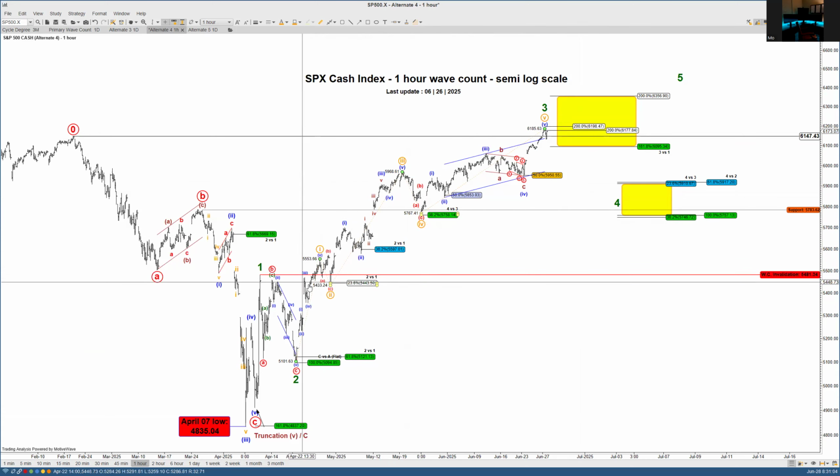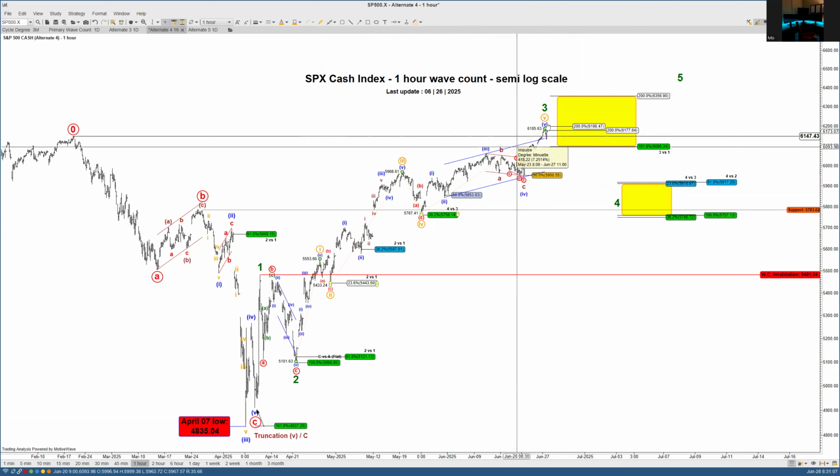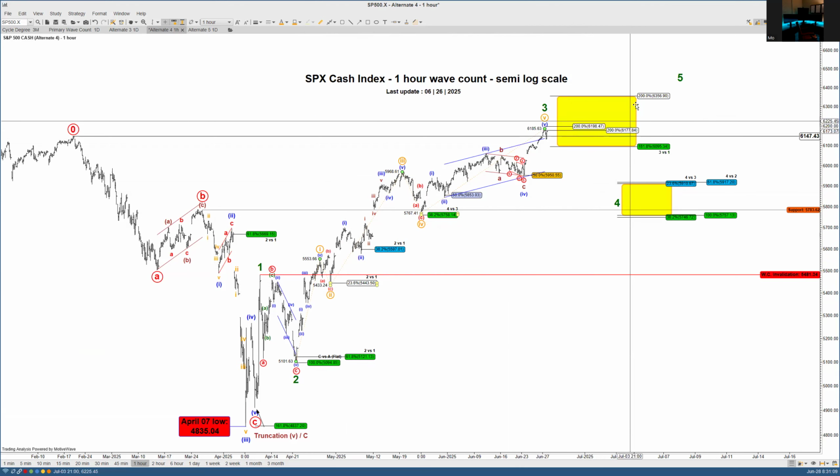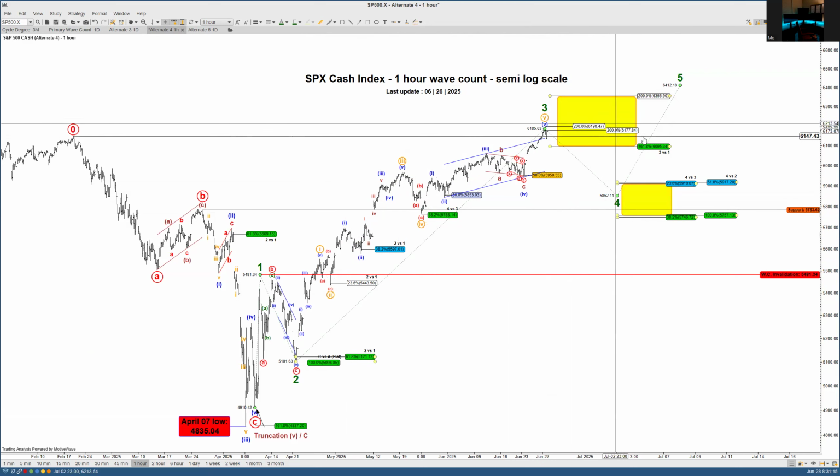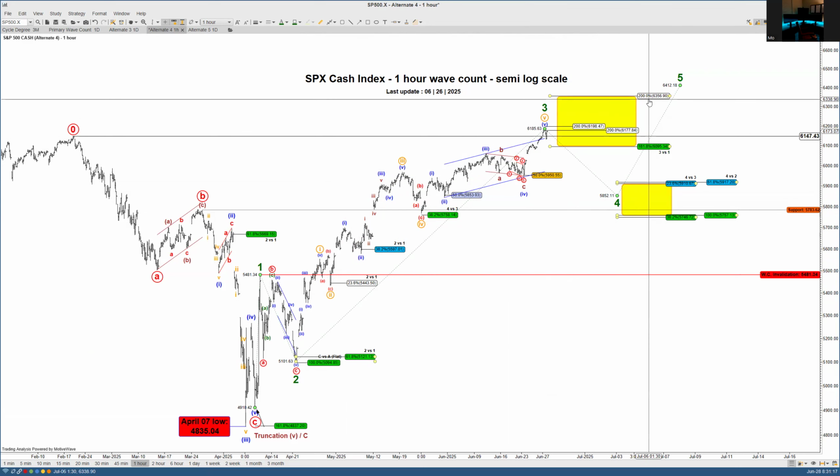I just have to move some of these labels around just to give a little bit more room to the upside. But if you just simply look for three versus one, 161 and 200%, these are the textbook prints for a third wave in the Elliott wave.